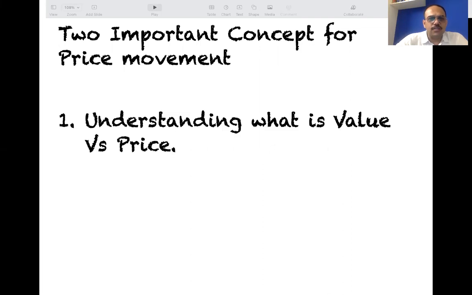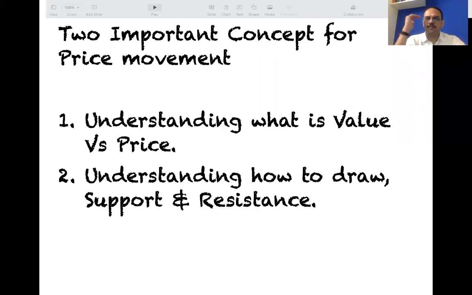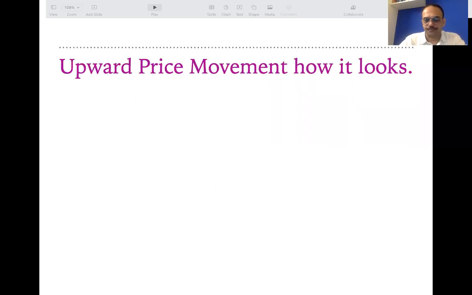We understood these two concepts. What is the value and price? Value always increases if the company is growing, if they're having profits, they're earning money, and that money is coming inside the company. So that value is increasing, right? If the value is increasing, then only the share price will increase. So the value and price have to match. Sometimes it is overpriced, sometimes it is underpriced, but always the price will try to find the correct value for the stock. And now we are going to understand how to draw support resistance.